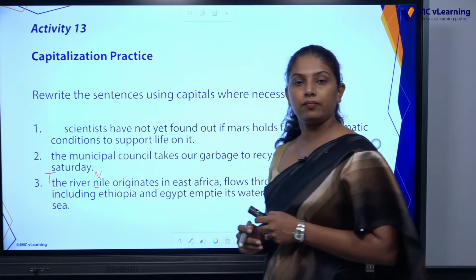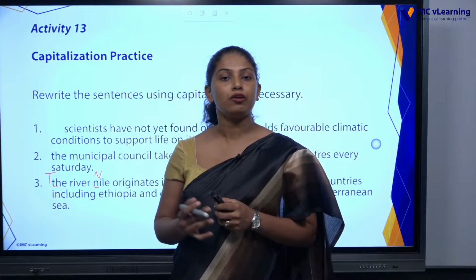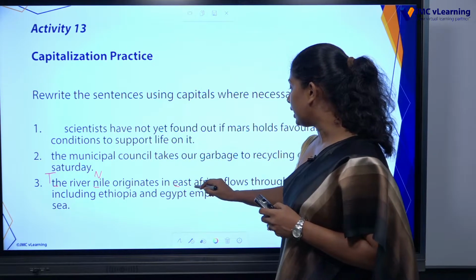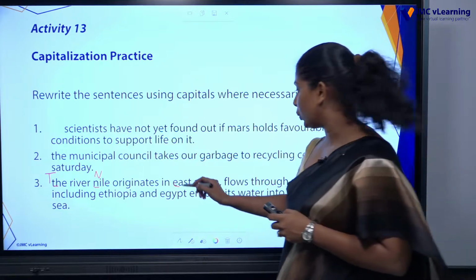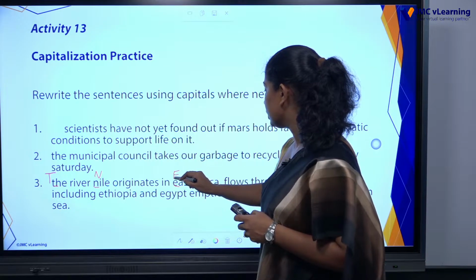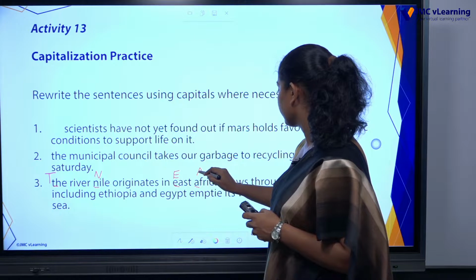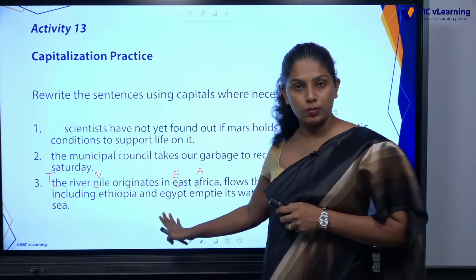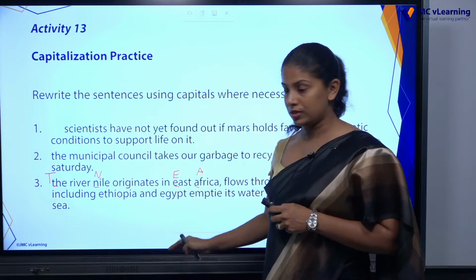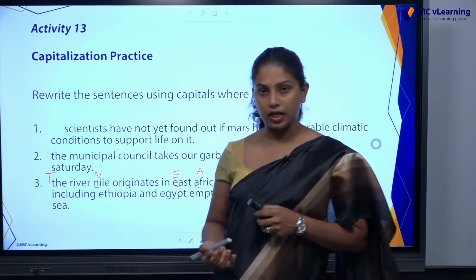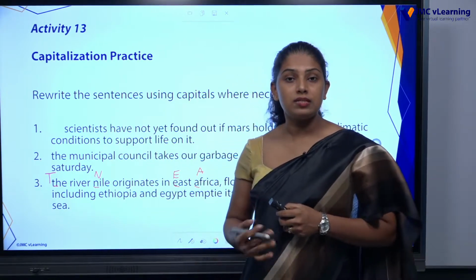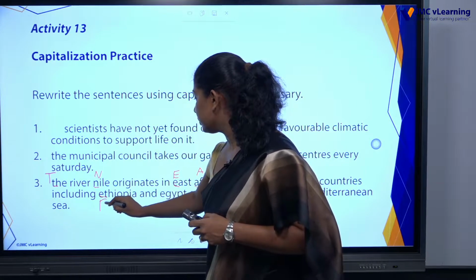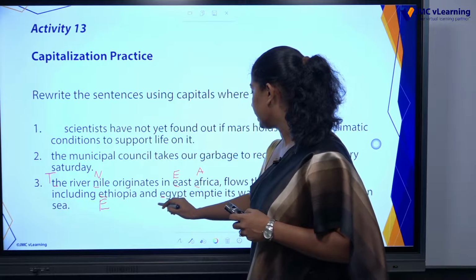East Africa, that's the name of a part of a continent. So when we are talking about this, E and A should be in capital. So we have to write those two letters in capital. Through many countries including Ethiopia and Egypt. Again we are talking about two countries. Those two are proper nouns again. So we can't write the first letter in simple. Then we can change these simple E's into capital again.